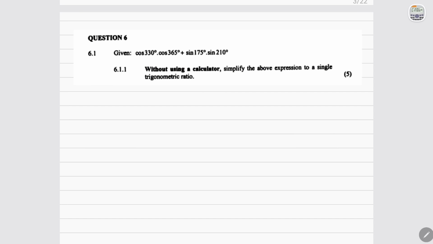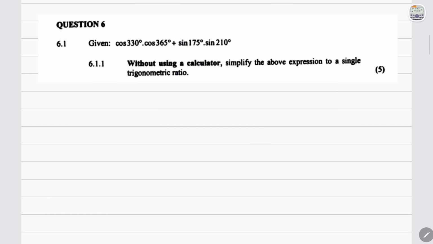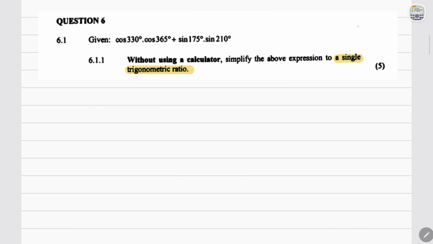We are on question 6, and question 6.1 says, given, and we have all of this, and they want us, without using a calculator, to simplify the above expression to a single trigonometric ratio. So it should just be a single trig ratio, something like sine 20 degrees. That's a trig ratio that we have. Okay, so let me rewrite this first.